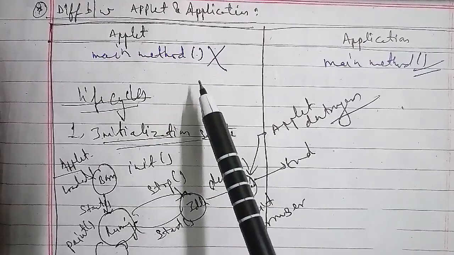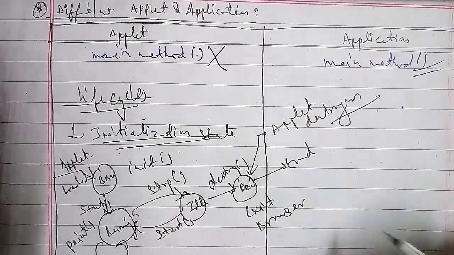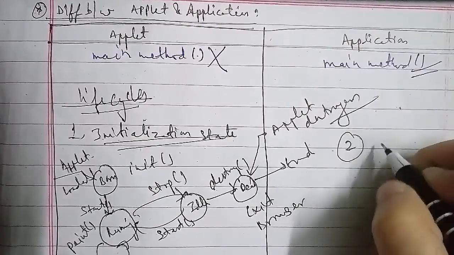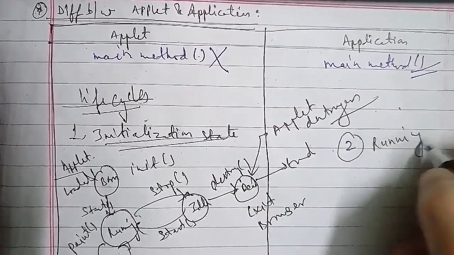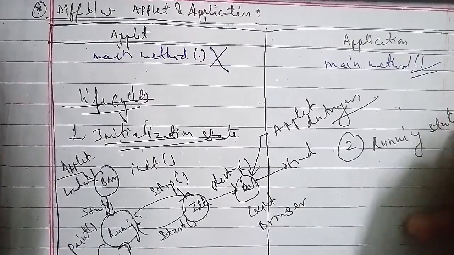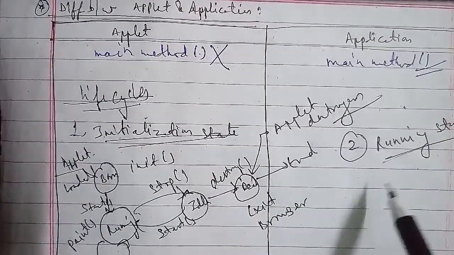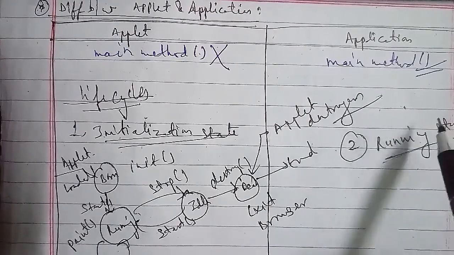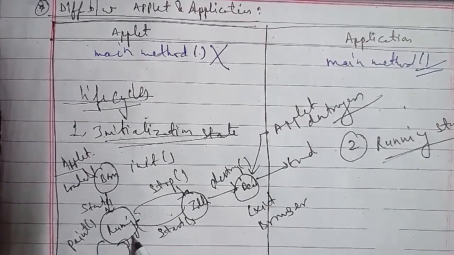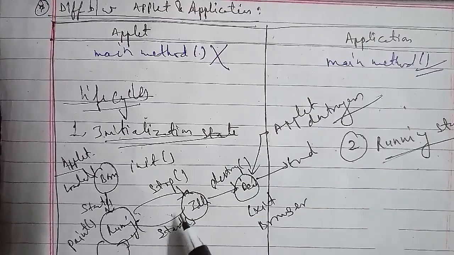In the running state, when the applet enters the running state, it invokes the start method, as I told you about in the figure. This method is called only after the init method, and after stopping the applet, when we start the applet again, this method is also invoked. The third life cycle state we have is the display state.